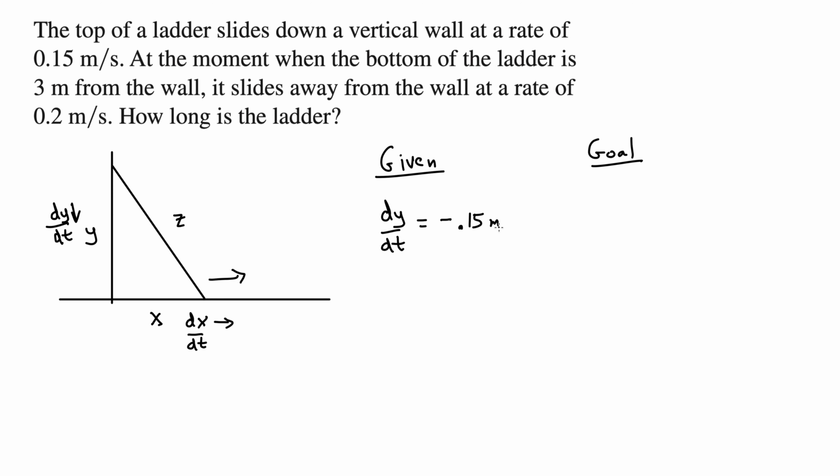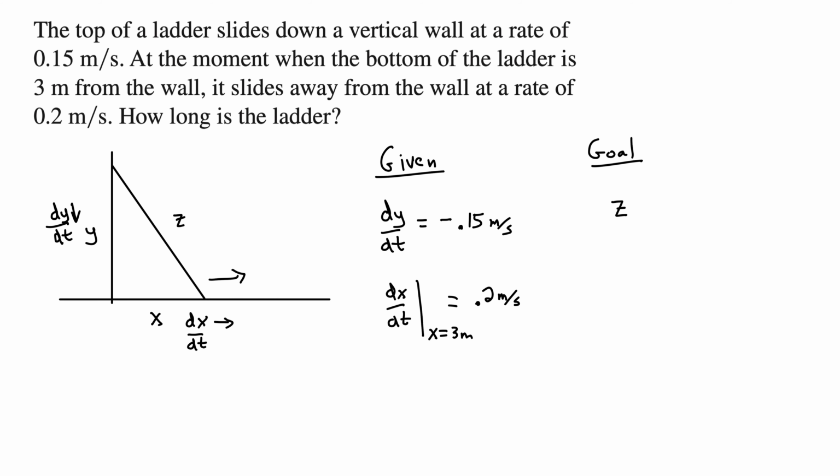We also know that dx/dt is changing. So when this thing first starts to fall, dx/dt is going to be fairly slow as it slides out. And then as it goes down, down, down, that dx/dt is going to kick out faster and faster and faster. So it's not a constant. We have to say when this is happening. We're interested when x is 3 meters. At that instant, dx/dt is 0.2 meters per second. And our goal is to find the length of the ladder, z.